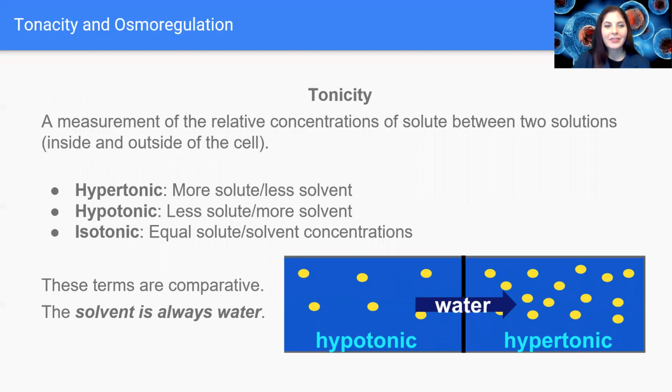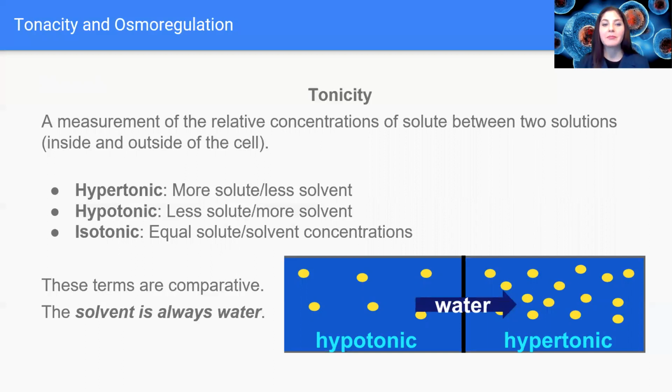So tonicity is a measurement of the relative concentrations of solute, so again, sugar, salts, between those two solutions, inside and outside of the cell. Hypertonic refers to a solution that has a high concentration of solute and less solvent, meaning less water. So hypertonic, high solute, low solvent or water. Hypotonic has less solute and more solvent or more water.